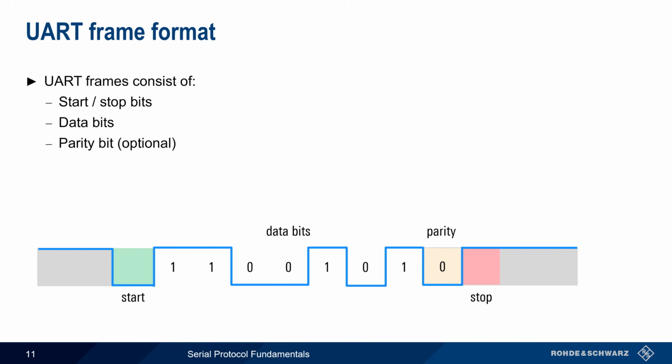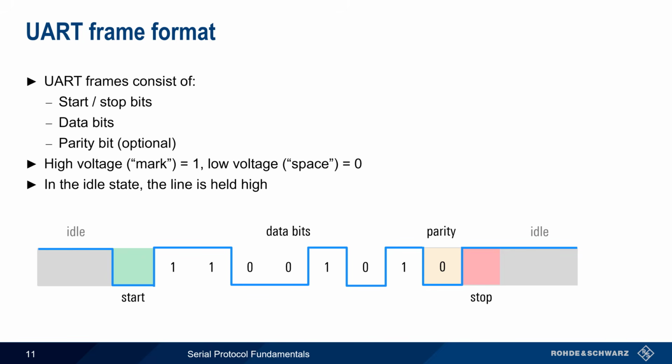As with most digital systems, a high voltage level is used to indicate a logical 1, and a low voltage level is used to indicate a logical 0. But the UART protocol doesn't define specific voltages or voltage ranges for these levels. You'll sometimes also hear the high voltage level called mark and the low voltage level called space. One important thing to note is that in the idle state, that is when no data is being transmitted, the line is held high. One advantage of this is that it allows easy detection of a damaged line or transmitter.